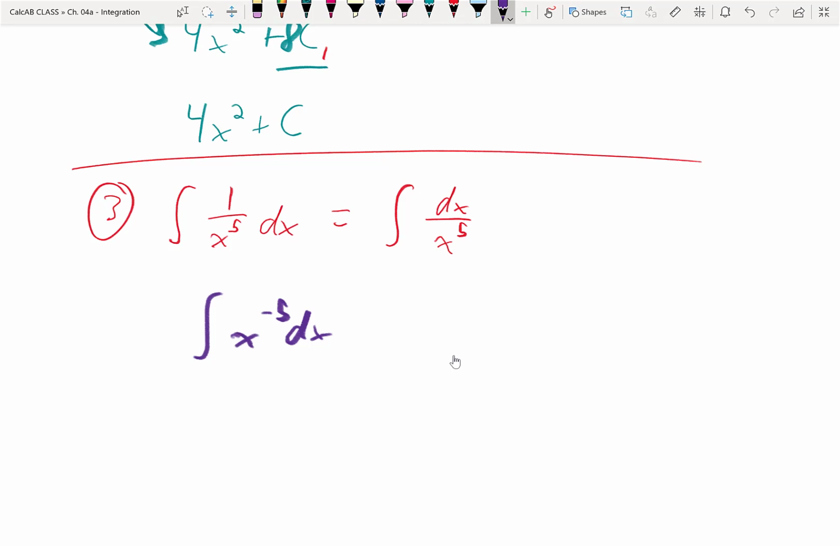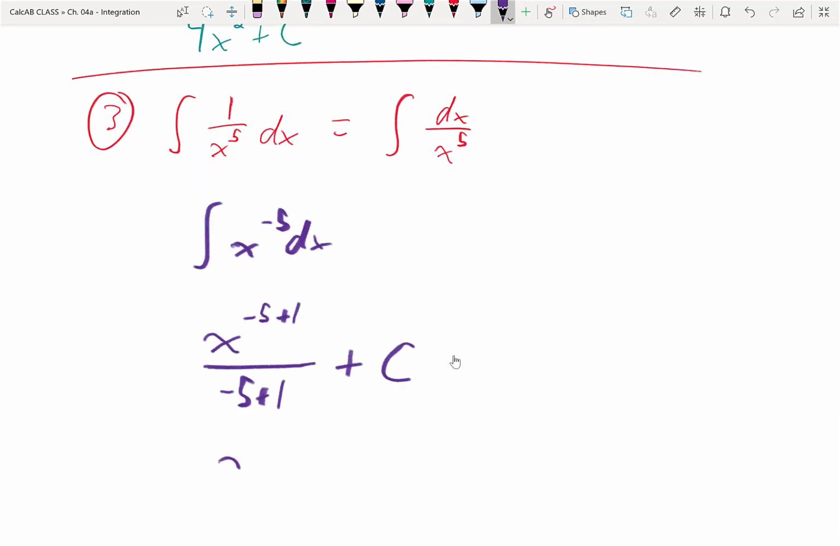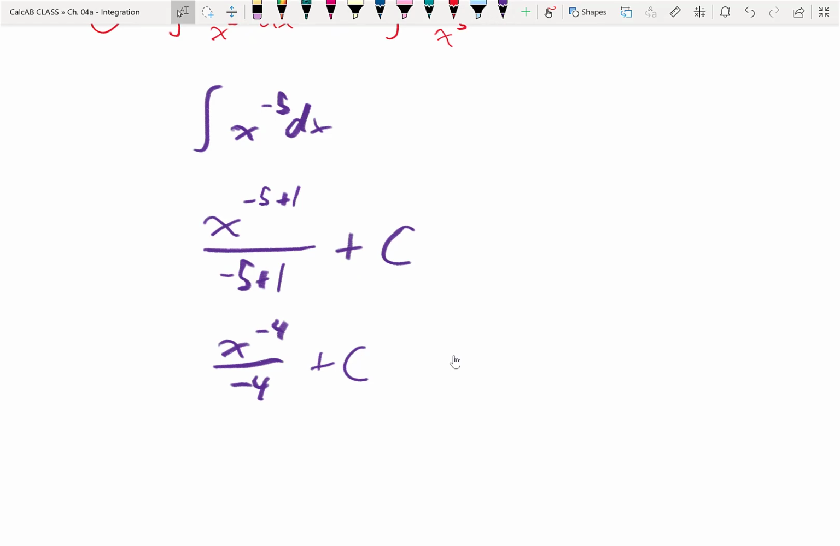So I'm going to show this because this can be tricky. We're going to take x to the negative 5. You're going to add 1 and then divide it by negative 5 plus 1. And then we're never going to forget the plus c because you know immediately that has to come after. This gives me x to the negative 4 over negative 4, or probably expressed better as negative 1 over 4 x to the 4th plus c.